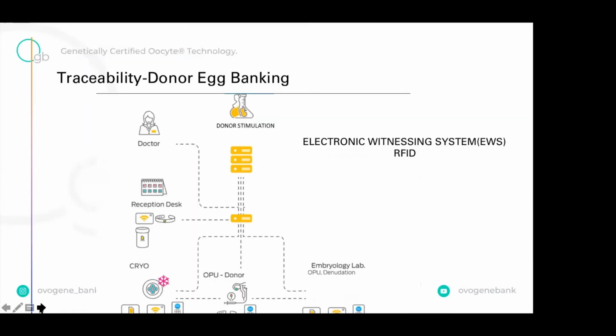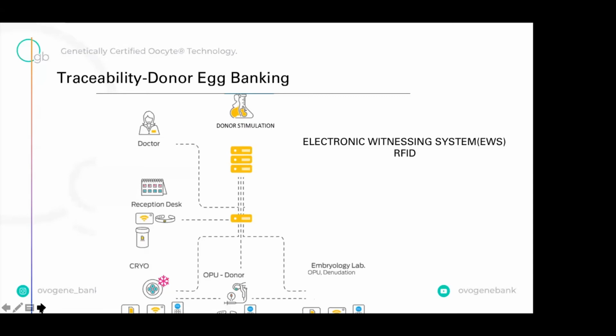So how do we ensure traceability of the donor egg banking? We use the electronic witnessing system and the RFID system for traceability. When donor stimulation starts, the IVF specialist already enters all information of the egg donor, such as stimulation day, trigger day, and the possible puncture day. It is already in our witness system and appointment system when we will have this donor.